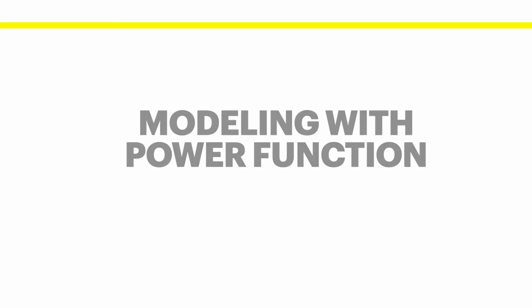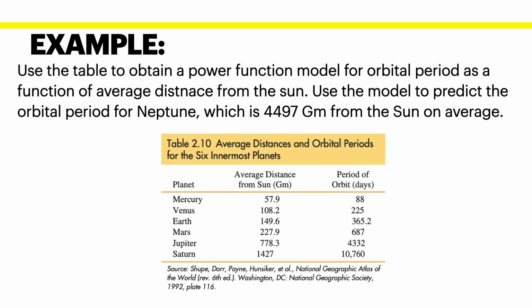Let's see an example. So we have this table. You use the table to obtain a power function, specifically for orbital period as a function of average distance from the sun. Use the model to predict the orbital period for Neptune, which is 4497 gigameters from the sun on average. So that's how far away Neptune is from the sun. So we have these table values, and we can now input them into our trusty graphing calculator.